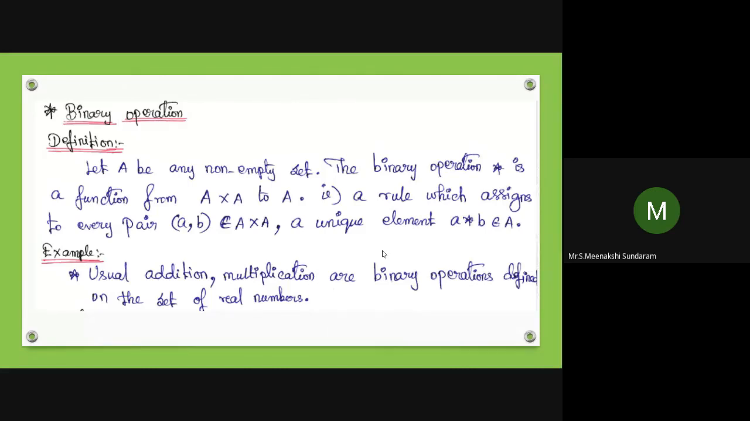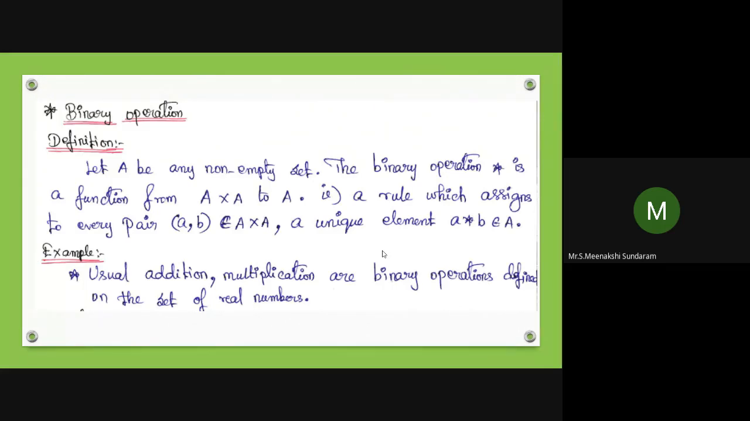The binary operation star is a function from the Cartesian product A cross A. In a 2-dimensional Cartesian coordinate system or graph we can represent points like 1,2, 2,3, 5,6. The first element comes from the first set A, the second element comes from the second set A. But here both are the same set, so both elements come from the same set. Suppose A cross B: in the pair 1,2, 1 comes from A and 2 comes from B. That is the Cartesian product.